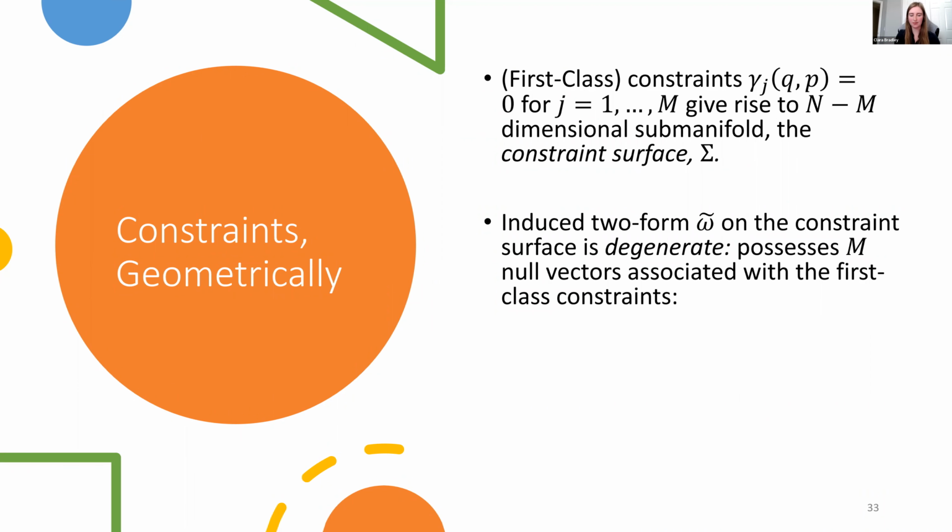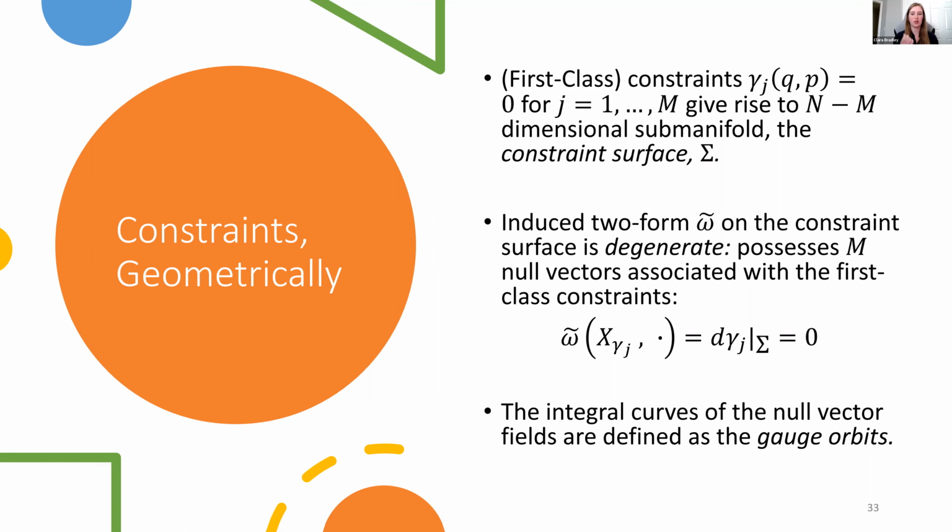Instead, we actually call it pre-symplectic because it possesses m null vectors, and these null vectors are precisely associated with the first-class constraints. So what it means to be a null vector here is just that this induced two form acting on the vector field is equal to 0. And we can see that this is the case for the vector fields associated with the first-class constraints, precisely because the two form acting on this is just equal to the differential of these constraints on the constraint surface, and this is equal to 0. And so these form, in fact, all of our independent null vectors on our constraint surface. And we call the integral curves of the null vector fields the gauge orbits.